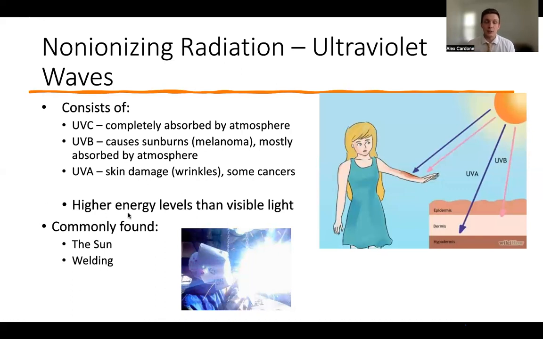Higher energy levels than visible light. Yes, so this is just a step below X-rays, and other places we can commonly find it: the sun, but also welding, that's another perfect example of ultraviolet waves. We can also describe it because we can't really see the color that's there. This is outside of visible light. Things that are too low of energy, our eyes can't detect. However, things that are too high of energy, we also can't detect. It all just looks the same.